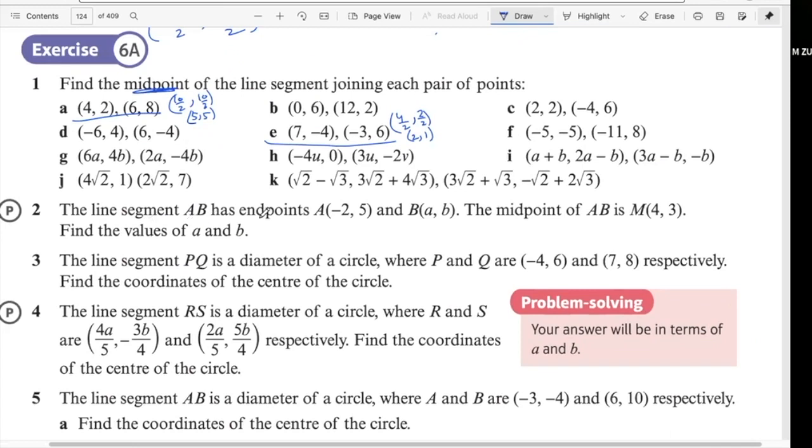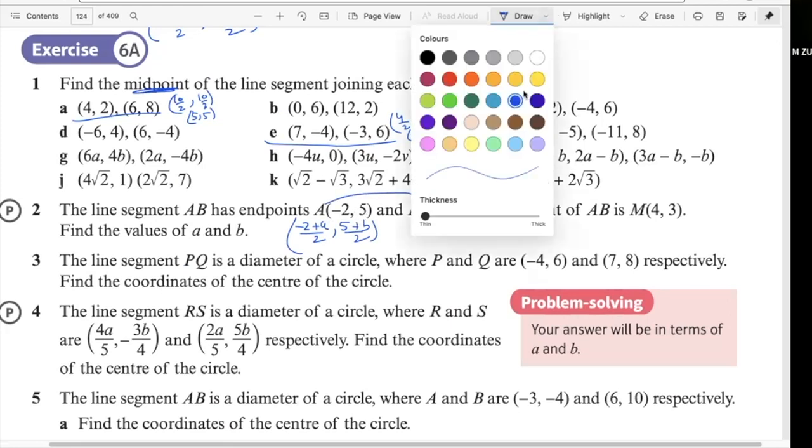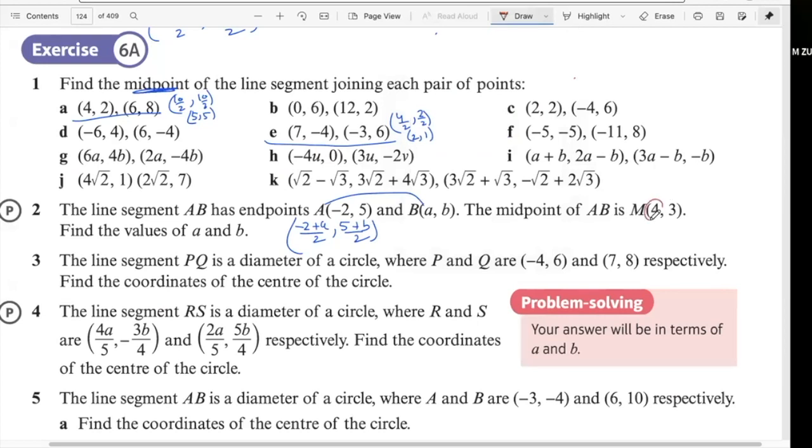It says the line segment AB has the endpoints A and B. The midpoint is already given. Find the values of a and b. So if we solve this, x1 plus x2 by 2, comma, y1 plus y2 by 2. I've done the midpoint of AB, and it is already given that the x coordinate of the midpoint of AB is 4. So I will equate this x coordinate with 4. Minus 2 plus a by 2 is equal to 4. Minus 2 plus a is equal to 8. So a is equal to 10.